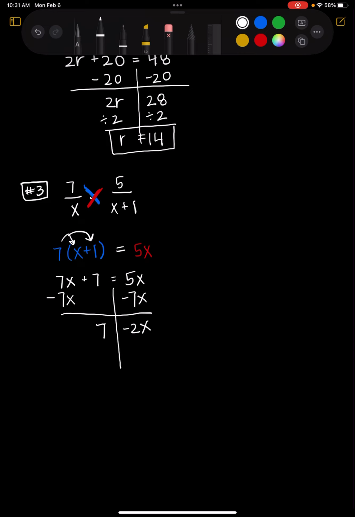All right, now we have the x's on one side, the things without the x's on the other, so we can just solve like normal. To solve, we need to get rid of that negative 2 next to the x. It's multiplying, so we've got to divide. We're going to divide each side by negative 2. The negative 2's cancel out on the right side. We're just left with x, and then 7 divided by negative 2 gives me negative 3.5. And so x is equal to negative 3.5.